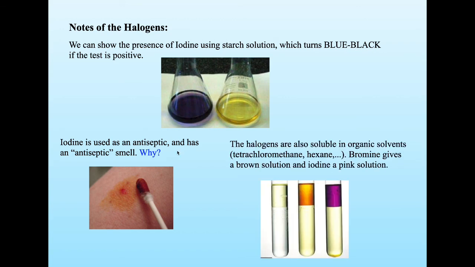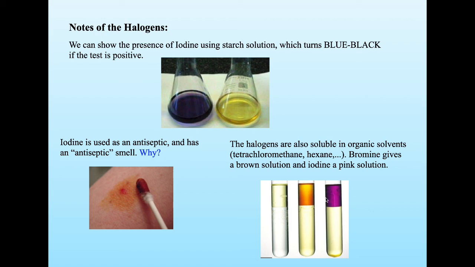And the halogens are also soluble in organic solvents, which is no surprise because they're covalent. So you know that covalent compounds dissolve in organic non-polar solvents like tetrachloromethane or hexane. Bromine gives a brown solution. There it is there. Chlorine gives a very pale solution. I wouldn't even call it yellow, but it's very pale. This is that layer of cyclohexane, and that's a brown solution. So the bromine in aqueous solution comes out and goes into the organic layer. It prefers the organic layer because it's a non-polar solvent, and bromine is covalent.